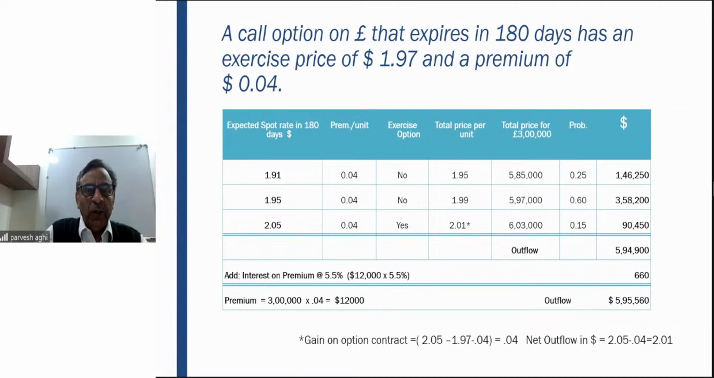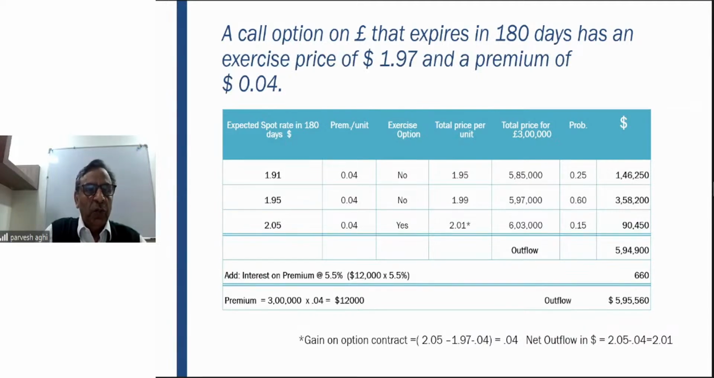Since they're not going to exercise the call option, the premium plus the strike price would become their cost of hedging. If we convert that into dollars, it comes to 5,85,000, and there is a 25% possibility of this scenario. So on a pro rata basis, it will be 1,46,250.